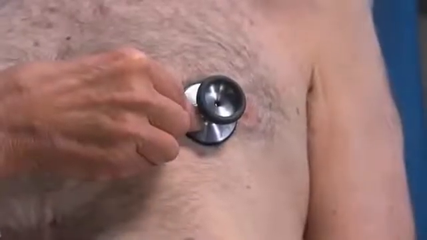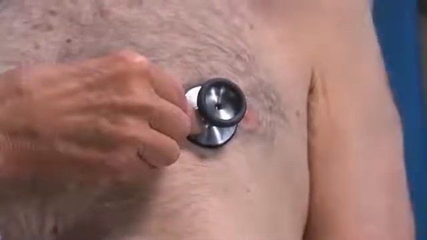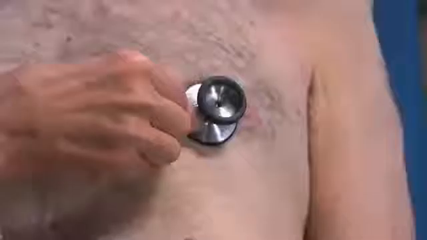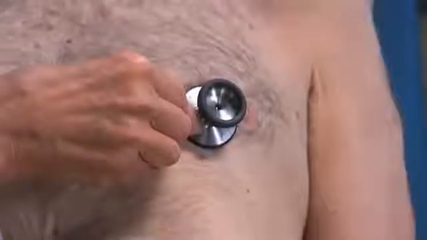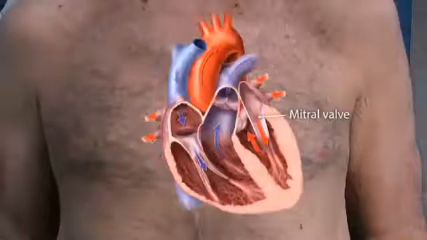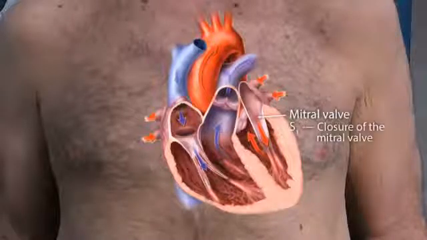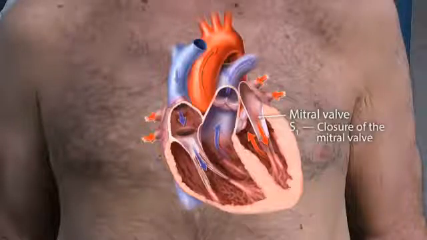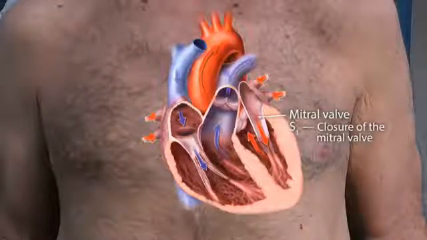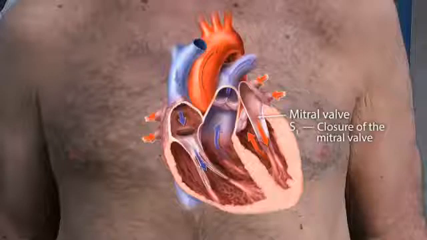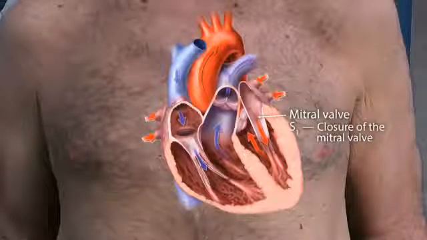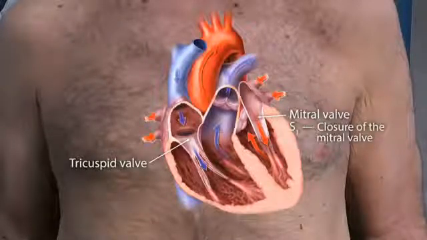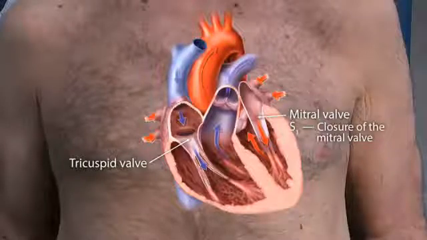Auscultation of heart sounds is an important skill that leads directly to important clinical diagnoses. Before auscultating the heart, let's review normal heart sounds. Closure of the heart valves creates a pair of audible heart sounds. The first sound, S1, arises from closure of the mitral valve. Tricuspid valve closure may also contribute to S1.